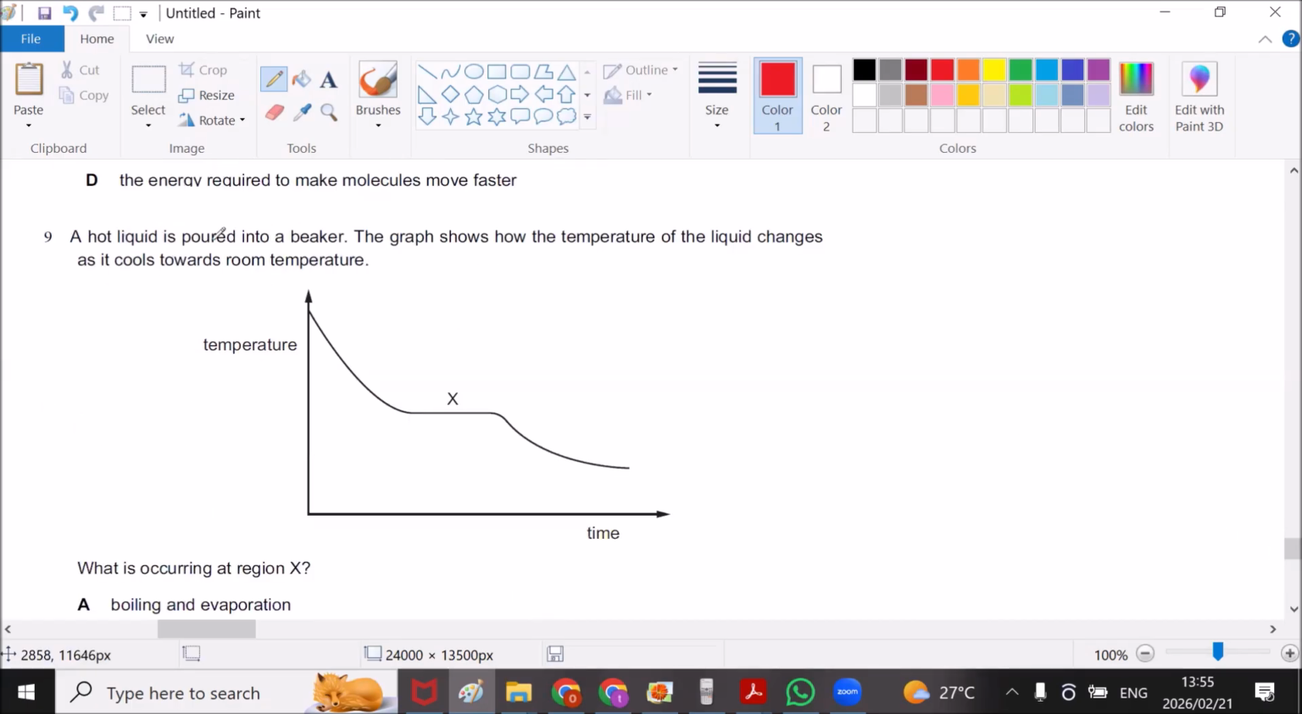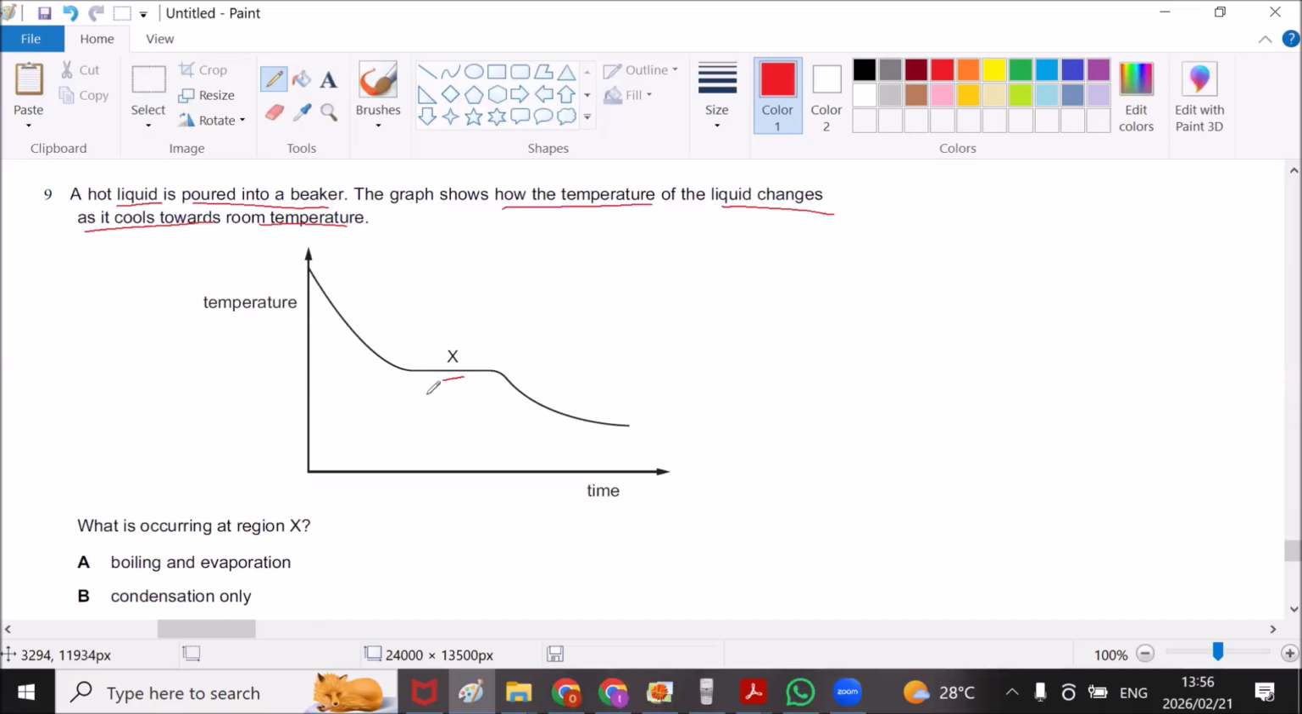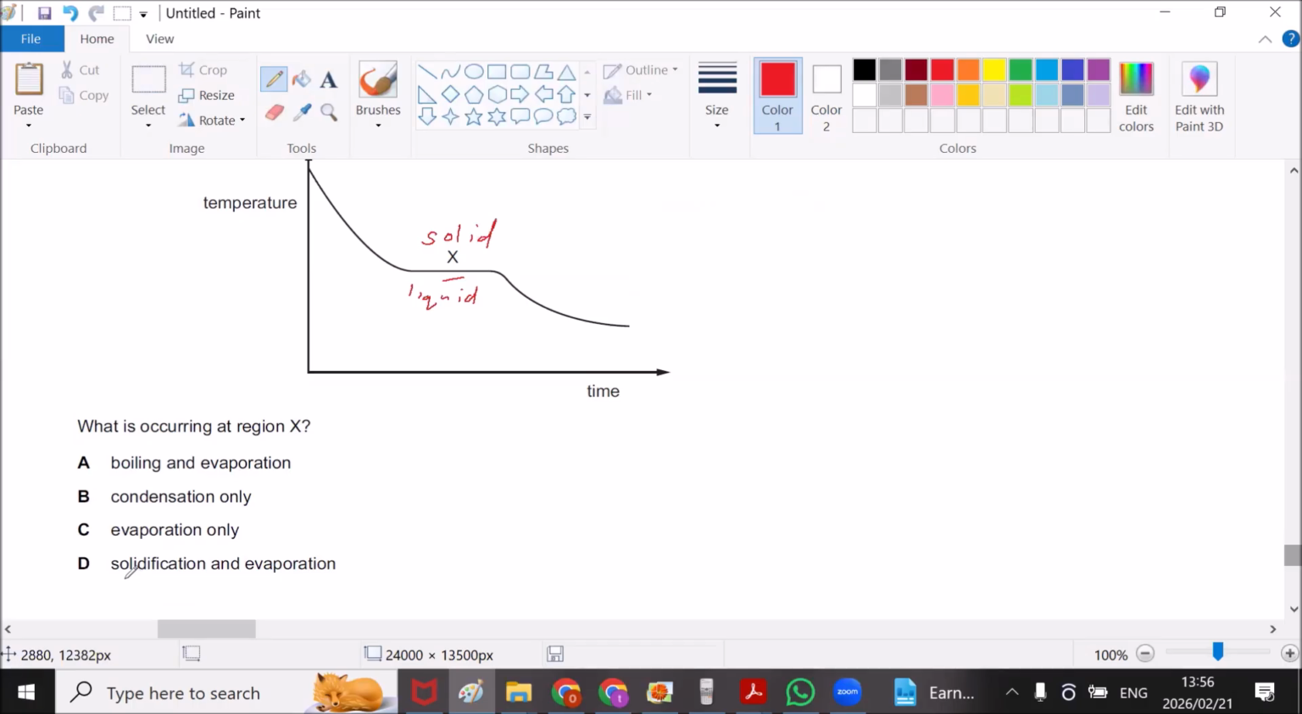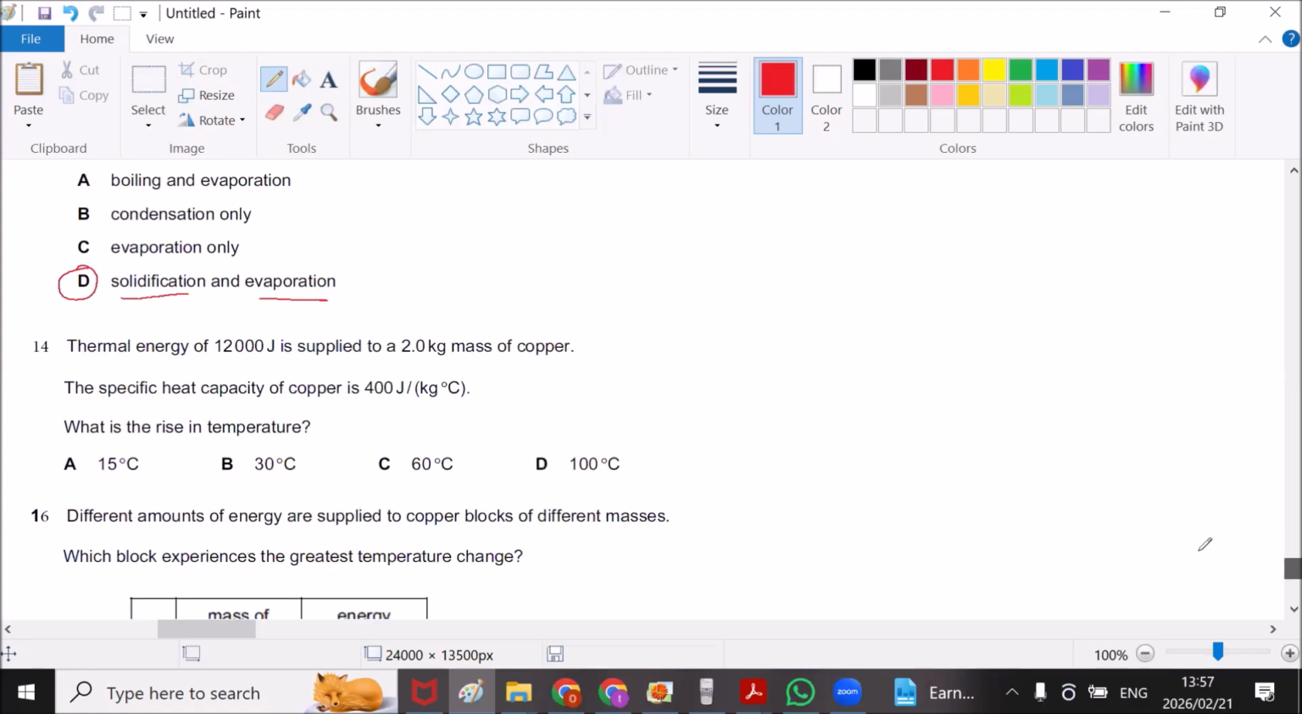A hot liquid is poured into a beaker. The graph shows how the temperature of the liquid changes as it cools towards room temperature. What is occurring at the region X? So we have a liquid and a solid, so we should have solidification. But a liquid can also evaporate, so evaporation can occur. So D is the answer.